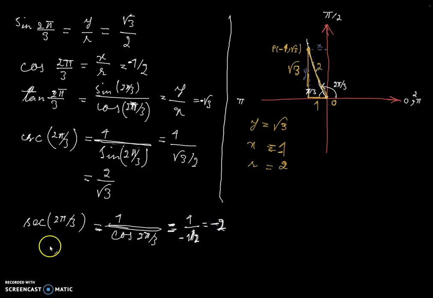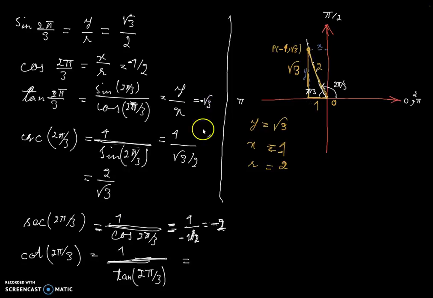And then you have cot 2 pi by 3, which is equal to 1 over tan 2 pi by 3, which is equal to minus 1 over root 3. This could be written also as minus root 3 by 3.